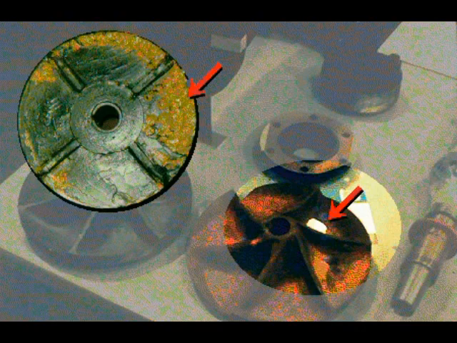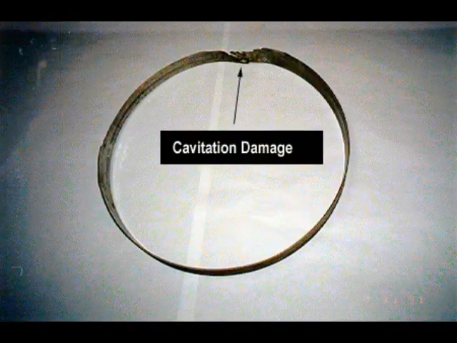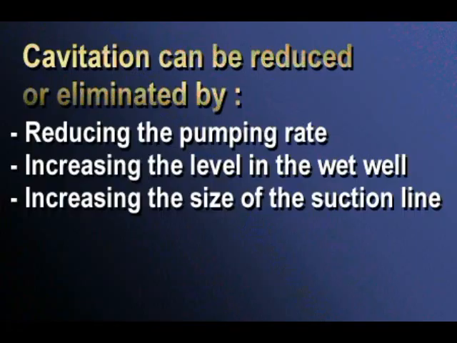Here we see an impeller damaged by cavitation. Earlier in the program, a picture of a worn wear ring was shown. It was damaged by cavitation as well. Cavitation can cause damage or premature wear to the pump components as well. As soon as cavitation is noticed, corrective steps should be taken.